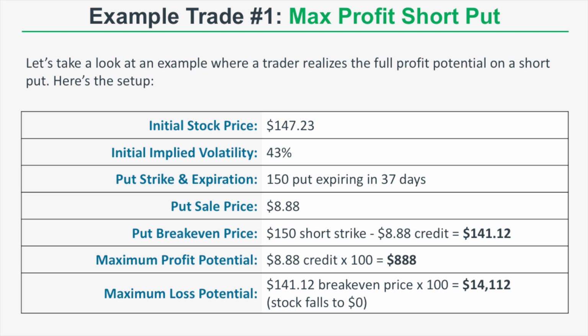The maximum loss potential, as I said before, is a very, very rare scenario because this particular company would need to go out of business in the next 37 days. So that's not likely. Just understand that the maximum loss potential when selling puts is very, very rare, but of course it can happen. So let's go ahead and take a look at this short put position through time as the stock price is moving.